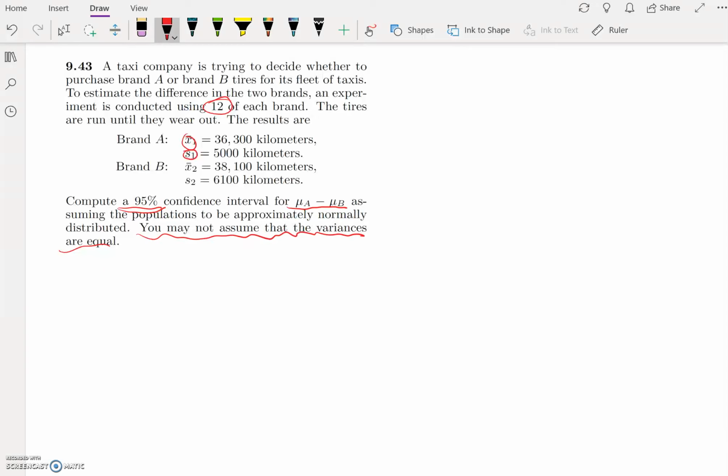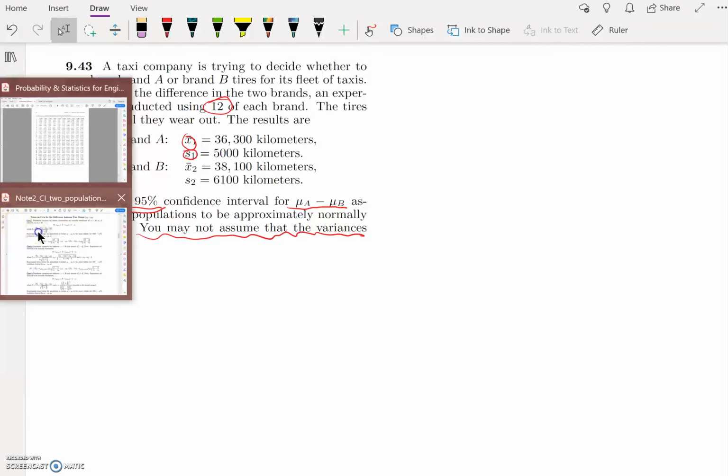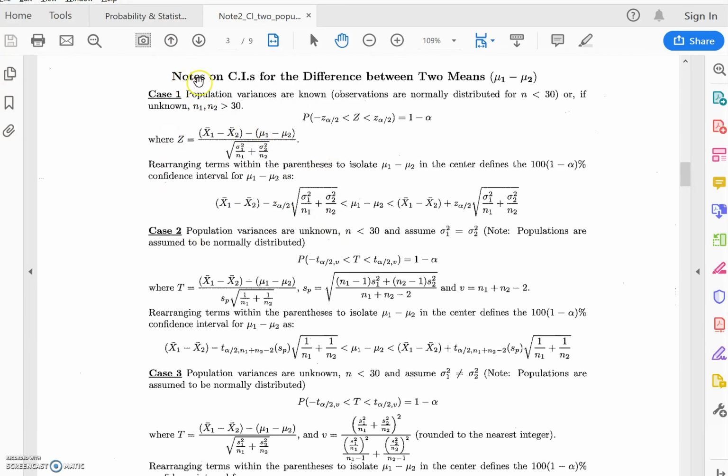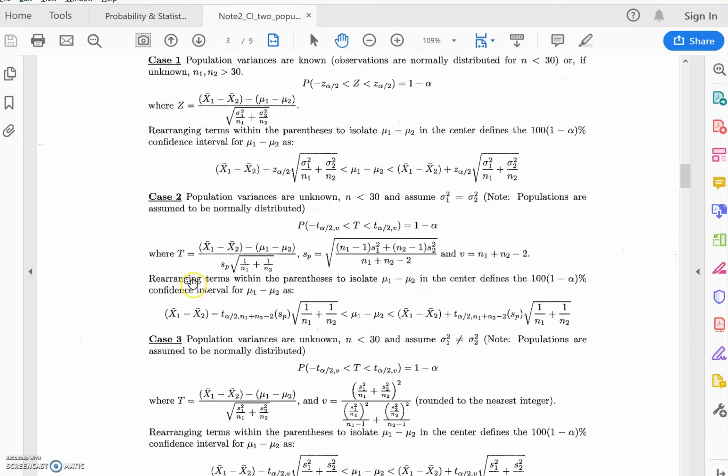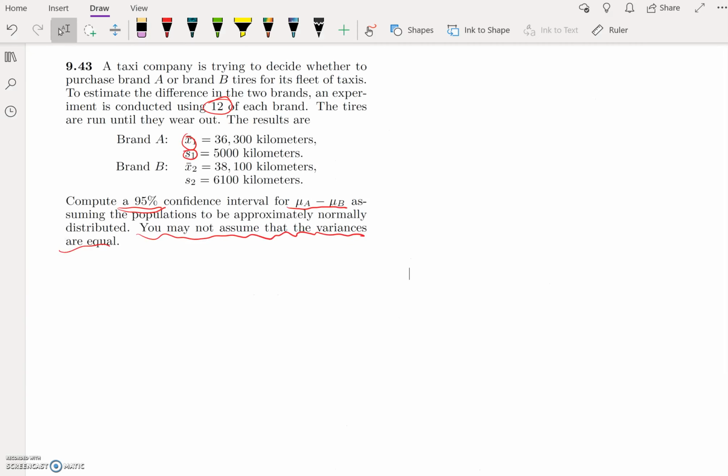So here is a problem for the difference between two means. In that case, we're going to need the lecture notes for this. There are 4 cases here. For this kind of problem, the important thing we need to do first is to distinguish which case our problem setting is.